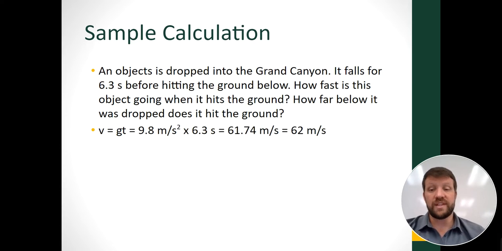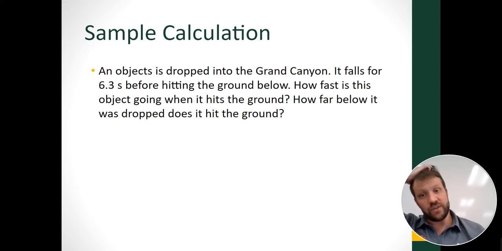Again, we'll work through some of these as we go through. Well, this one's got the solution in it, so let's talk about this real quick. An object is dropped into the Grand Canyon. It falls for 6.3 seconds before hitting the ground below. How fast is the object going when it hits the ground, and how far below it was dropped does it hit the ground?